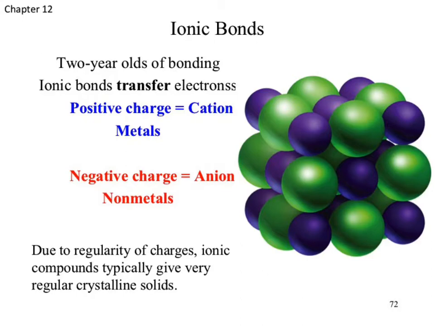So when we're looking at ionic compounds, they're very regular crystal lattices with alternating charges all the way around. Why would we alternate charges? Why would I put a positive next to a negative? To make it neutral, to balance out the charges. I don't want negative next to negative. It puts too much charge in the same spot. We want that alternating charge.